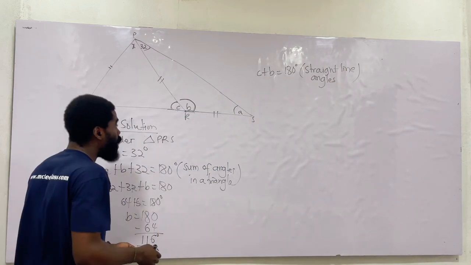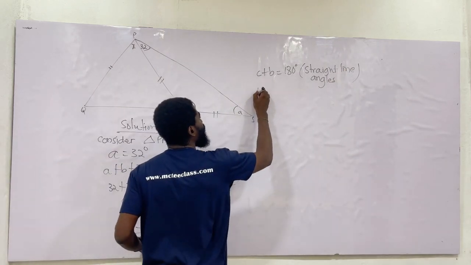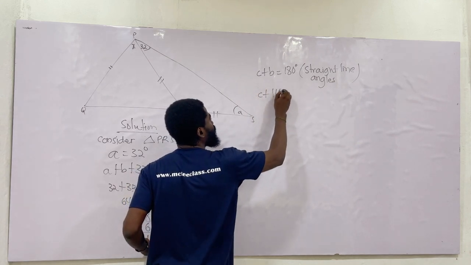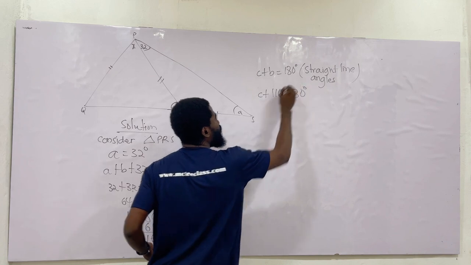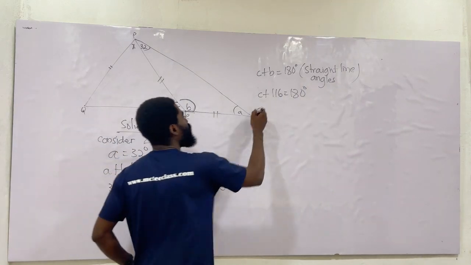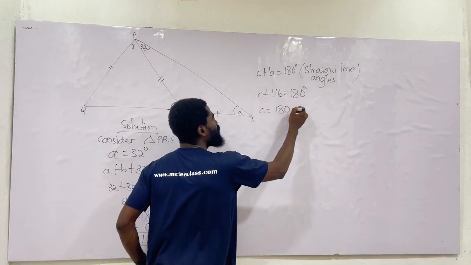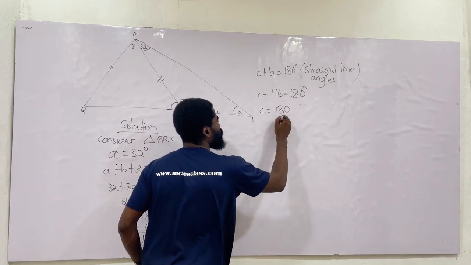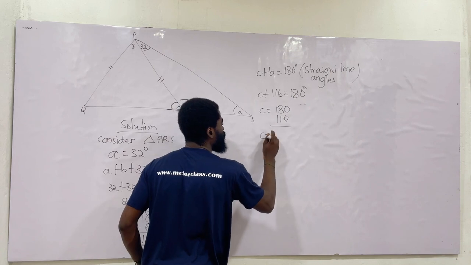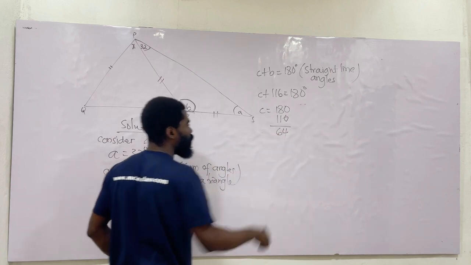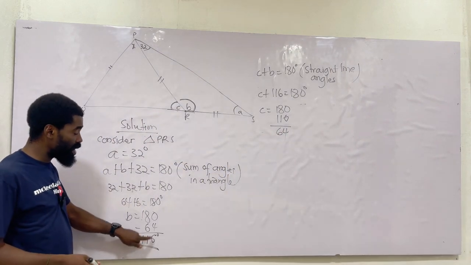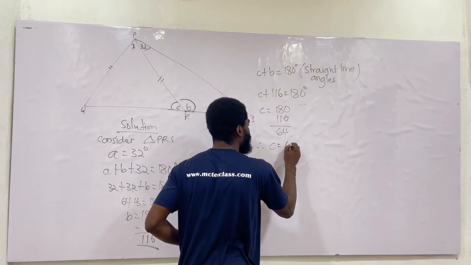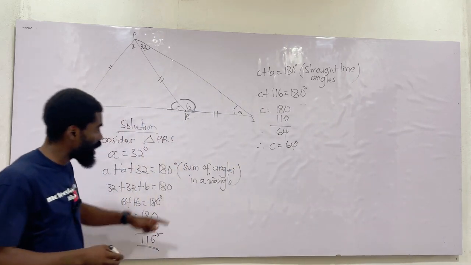But we know B to be what? 116. Therefore, we can say that C plus 116 should be equal to what? 180 degrees. We know that from here. So therefore, C should be equal to 180 minus what? 116. Good. Therefore, C gives me what? This is equal to 64. So therefore, the angle C equals what? 64 degrees. Very important that you put your degree on the last answer.